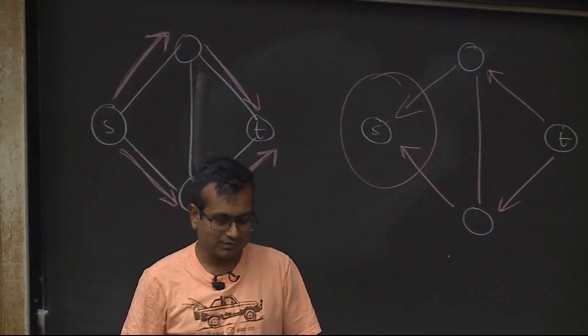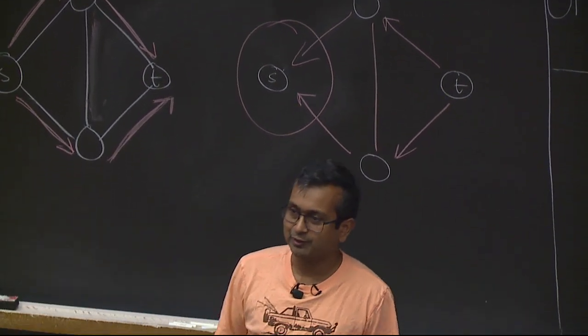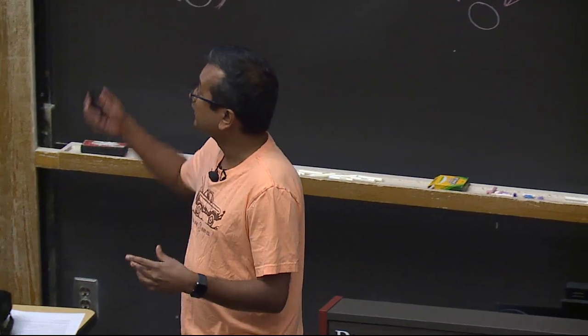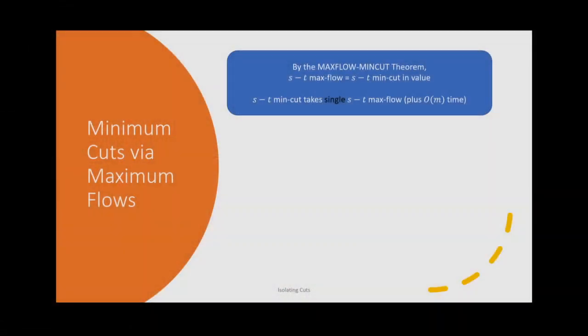Okay, good. So that's a very simple way of figuring out what an ST min cut is. And in fact, that just takes linear time. I'm just running some kind of BFS or DFS, some search procedure on top of my max flow.